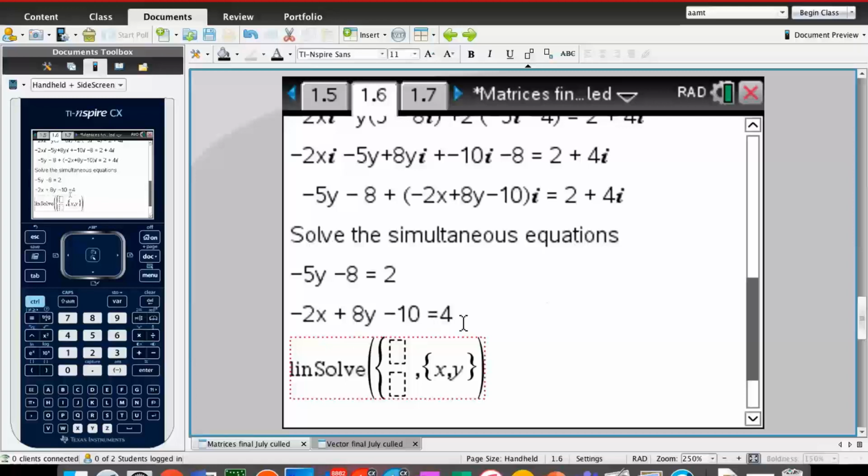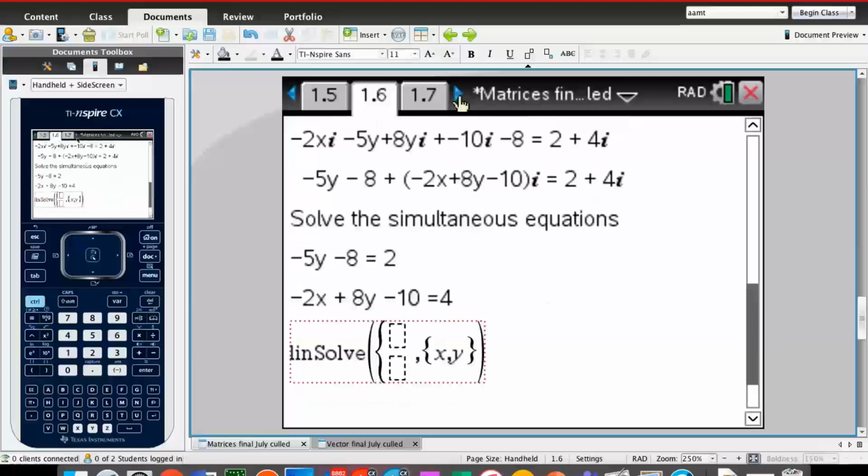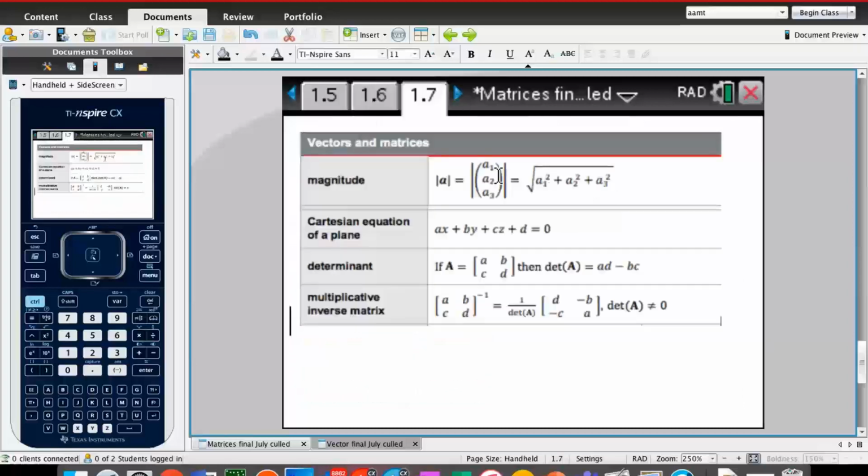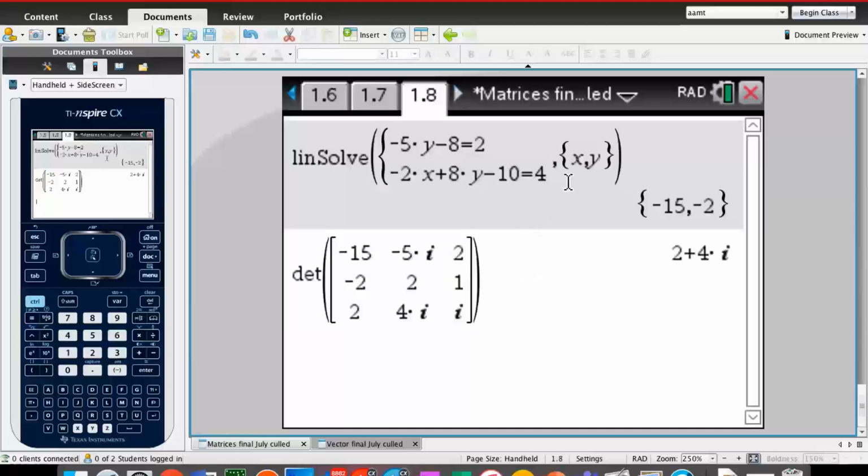We could use Linsolve, or you could use Matrices. And so that's the formula sheet again. So over here, I've worked out what Linsolve is, and you can see we end up with x is negative 15 and y equals negative 2. Now, when you put this in, you can check with a calculator page.